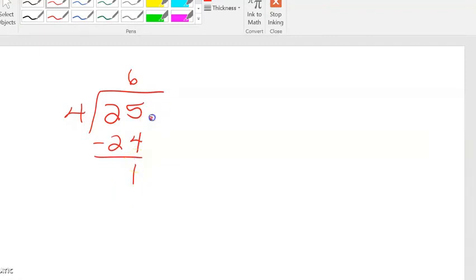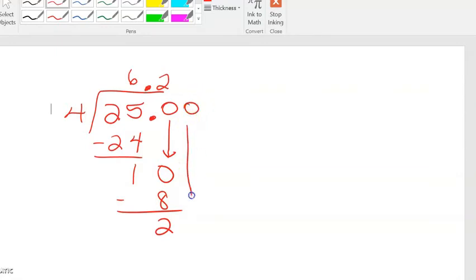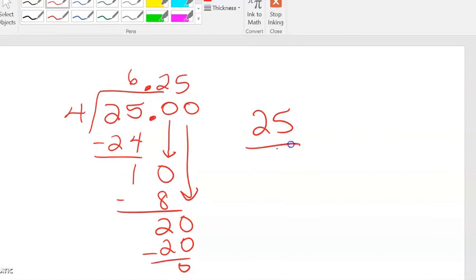So then I'm going to have to put my decimal point, and then add a 0, and I can bring my 0 down. So 4 would go into 10 twice. 4 times 2 is 8. When I subtract, I'm left with 2, so 10 minus 8 is 2. And then I'm going to bring down another 0. 4 goes into 20 5 times, and 5 times 4 is 20, so I know I'm done. So that tells me that 25 over 4 should be equal to 6.25.